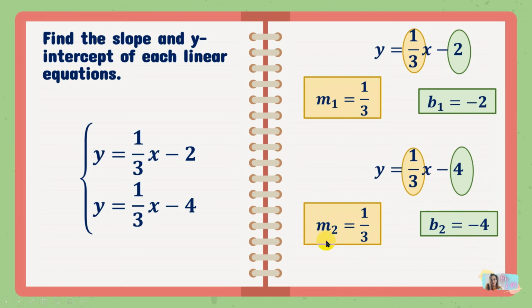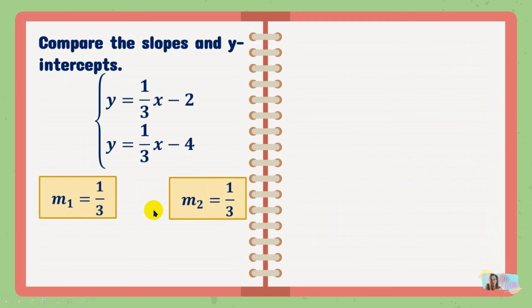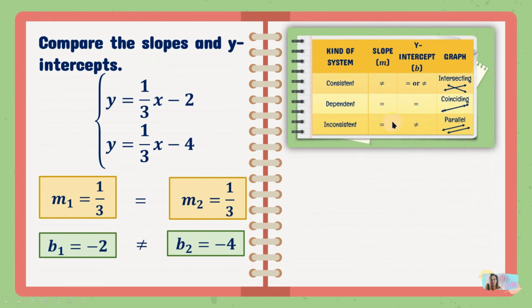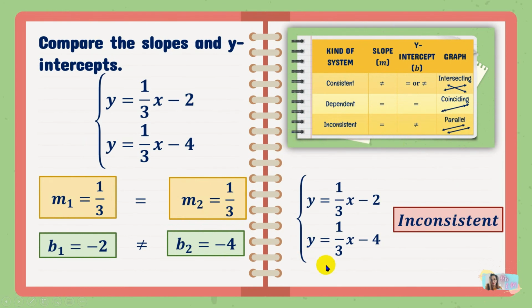So, kapag pinag-compare natin, equal yung ating slopes, not equal yung ating y-intercepts, ano po ang kind ng system na ganon? Equal ang slope, not equal ang y-intercept. Tandaan po natin ang table na ito, equal ang slope, not equal ang y-intercept, siya po ay inconsistent. So, for this example, y is equals to 1/3 x minus 2 and y is equals to 1/3 x minus 4, this system is inconsistent system of linear equation. If we're going to graph this, parallel line po ang mabubuo natin.